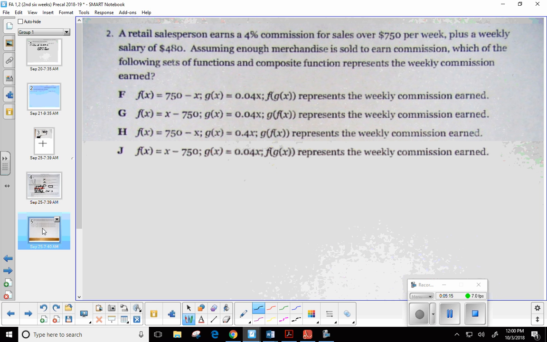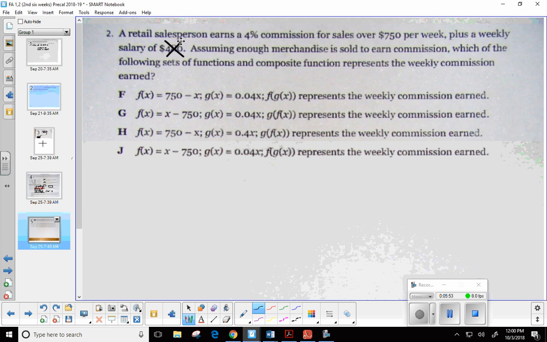This one was on compositions. This was number 10 on the district assessment. A retail salesperson earns a 4% commission for sales over $750 per week, plus a weekly salary of $480. Assuming enough merchandise is sold to earn commission, which of the following sets of functions and composite function represents the weekly commission earned? Well, there's actually one value here that we don't need. What is it? Now it's important to the salesperson because that's what they're earning per week, but we don't need it in order to answer the problem. It's just extra information, and they'll sometimes do that.